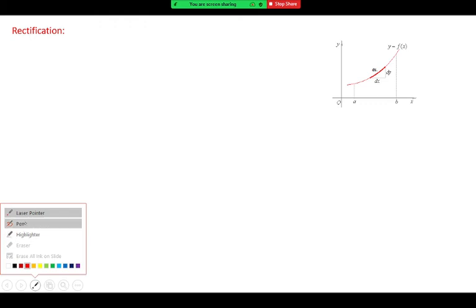So how is it obtained? Let me show it here. Let me assume that we have to find the length of this curve from x equal to a to x equal to b. So x equal to a and x equal to b are the points between which we have to find the length of the curve. Suppose the entire length of the curve is s. For that, a very small length ds is taken.